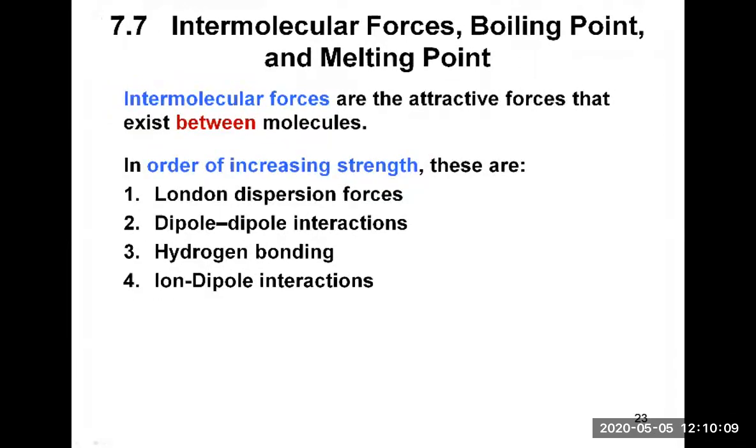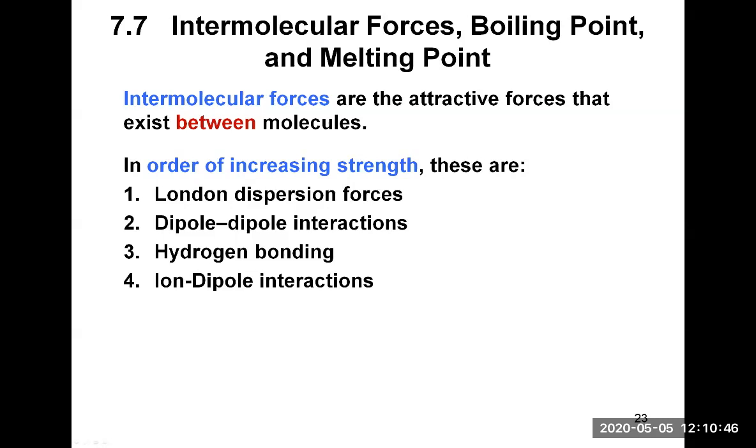So this video is covering section 7.7 on intermolecular attractive forces, which are influencing boiling point and melting point. Intermolecular forces are the attractive forces that exist between molecules. So it's forces that attract molecules between themselves. And in order of increasing strength, these are London Dispersion Forces, Dipole-Dipole Interactions, and hydrogen bonding.